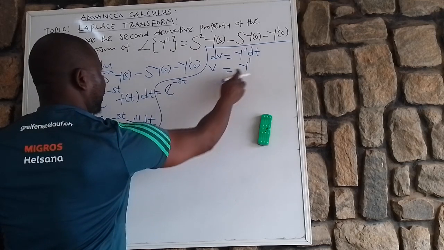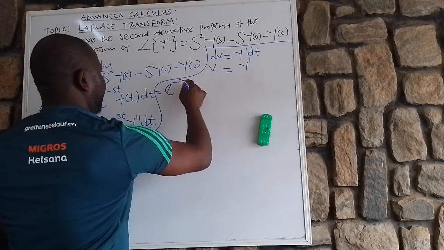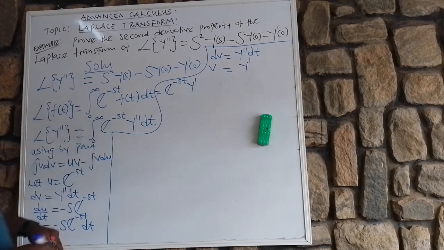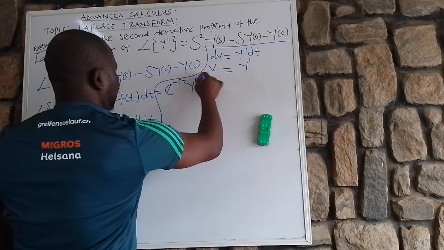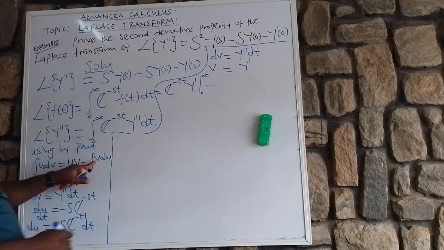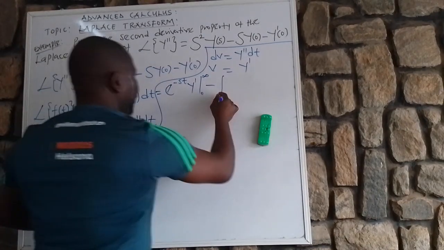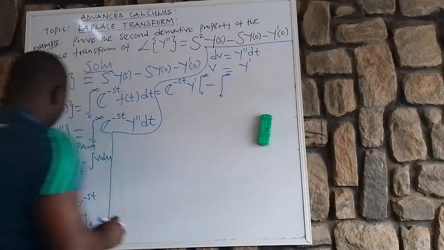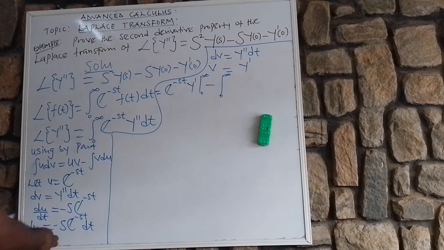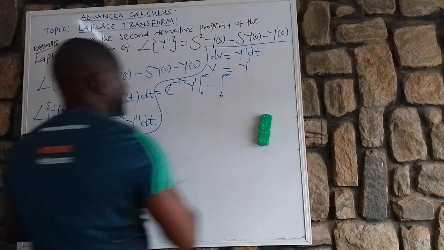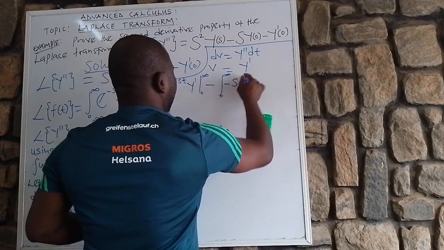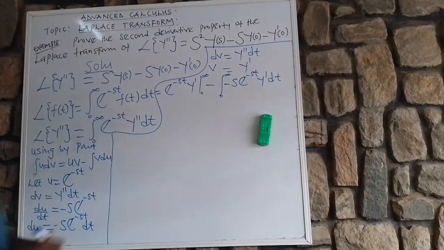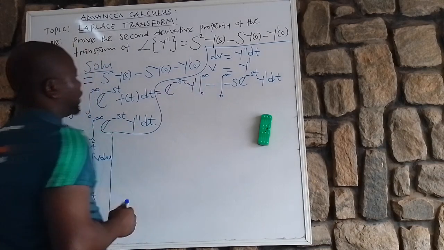Our ordinary v is y prime. Mind you, here we have the integral from 0 to infinity, minus the formula integral, running from 0 to infinity. Then what is your ordinary v? Ordinary v is y prime. Then your du is minus s exponential minus st, so minus s exponential minus st y prime dt. True or false? Okay, so now we are going to substitute in here.